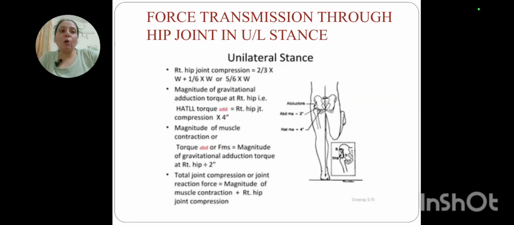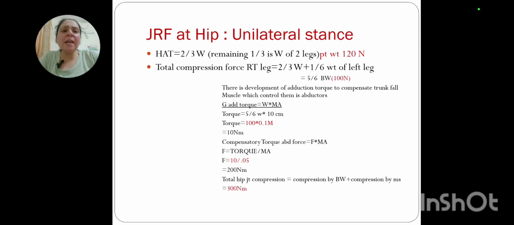Now let us see what will happen in the condition of unilateral stance. Unilateral stance is when the right side of the hip is weight bearing. Again, we have taken the patient's weight as 120, and the head, arm and trunk weight is 2/3 of the body weight, and the remaining 1/3 of the body weight is of the two legs. So the total compressional force is 2/3 of the body weight plus 1/6 of the left leg.